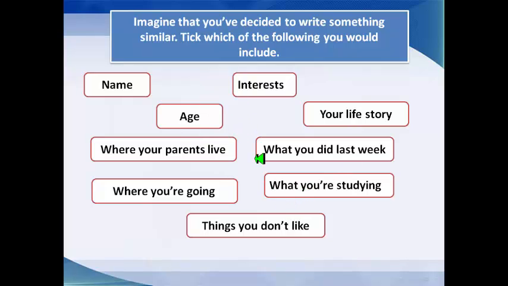It's up to you. When you write about yourself, you can write about the things you prefer, the things you like. You can talk about your name, age, interests. You can add another thing. You can talk about your life story. You can talk about where your parents live. So please decide which of these you're going to include in your entry or your text.